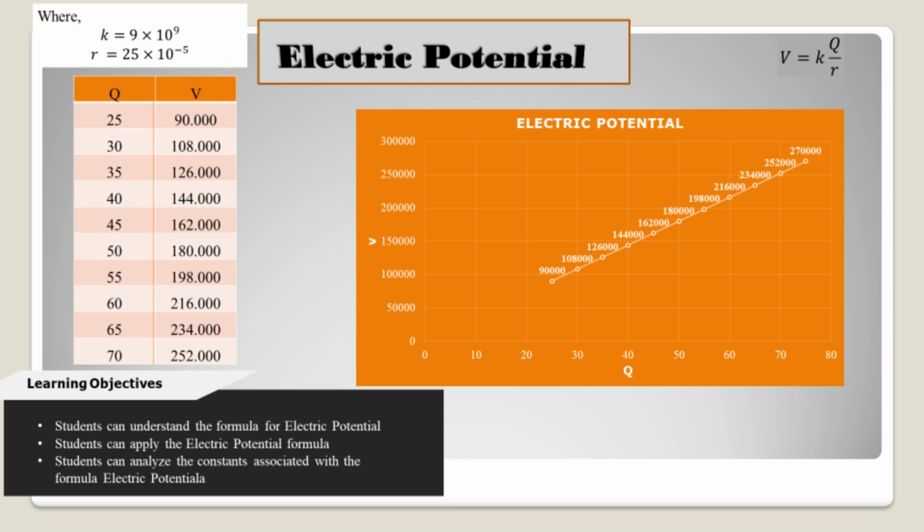If Q is equal to 60, the electric potential is equal to 260,000. If Q is equal to 65, the electric potential is equal to 234,000. If Q is equal to 70, the electric potential is equal to 252,000. Look closely at the electric potential graph. From the graph of electric potential and Q, the charge, we can see that the graph line is a sloping linear line with the value increasing gradually as the range increases.